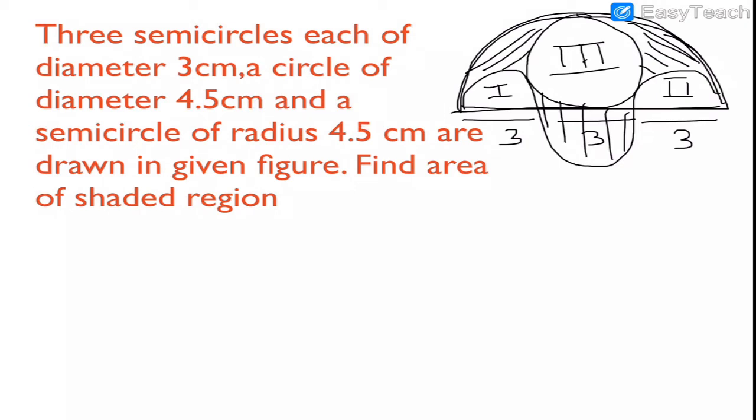So firstly, in order to calculate the area of shaded region, first of all we will calculate the area of semicircle having diameter 4.5 centimeter. Area of semicircle.